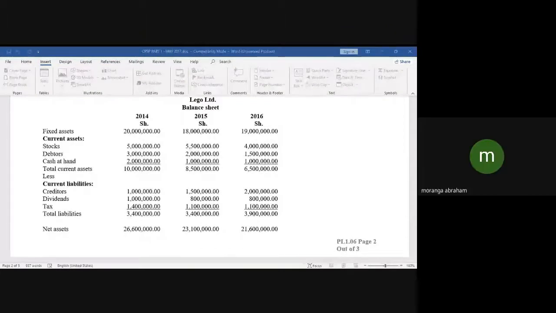I was asking, on the second part, you said cash at hand minus the total liability. No, the current assets minus cash, then divided by current liabilities. That's 10 million minus 2 million, and then divided by 3.4. Awesome. 2.1. Okay.